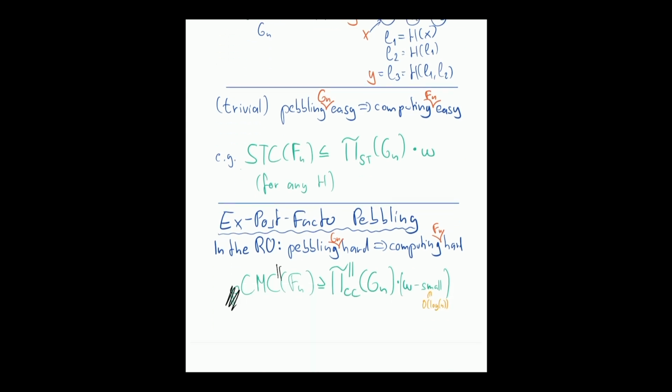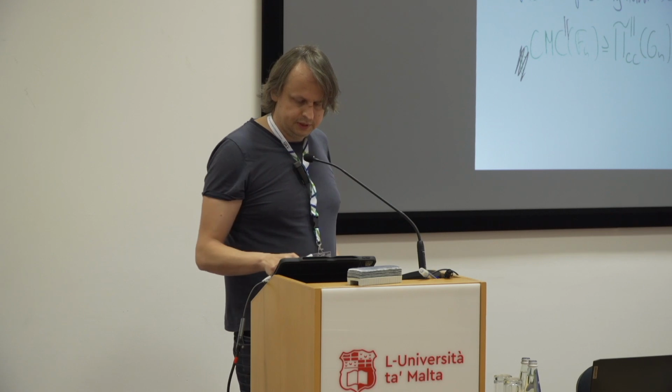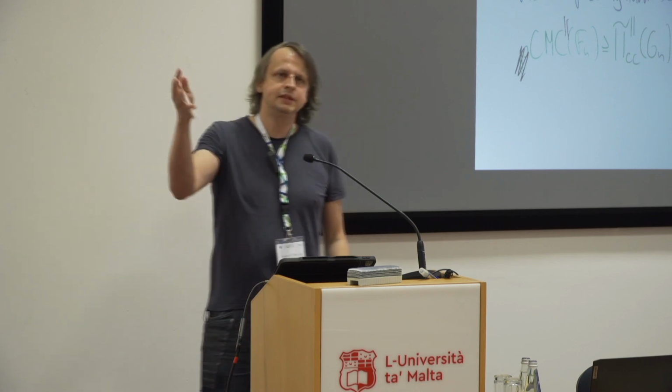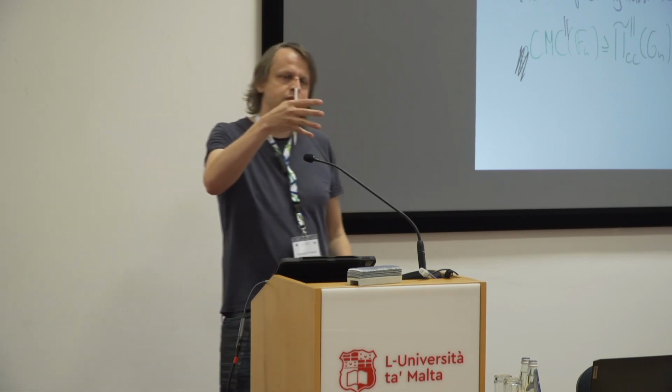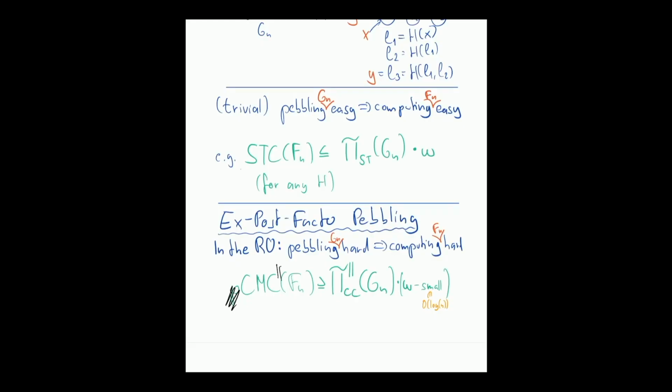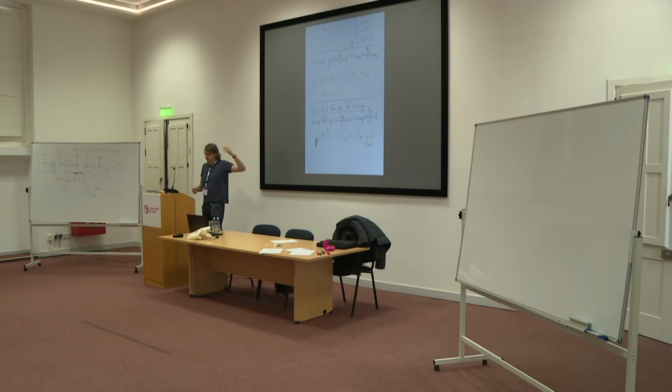We looked at this trivial first direction here. We said that if the pebbling is easy on that graph, the corresponding function is easy to evaluate, because we just emulate the pebbling to compute the function. So, for example, the space-time complexity for evaluating the function is upper bounded by this pebbling space-time complexity.